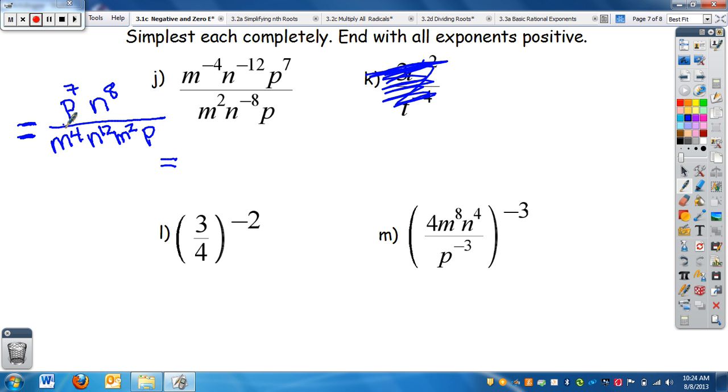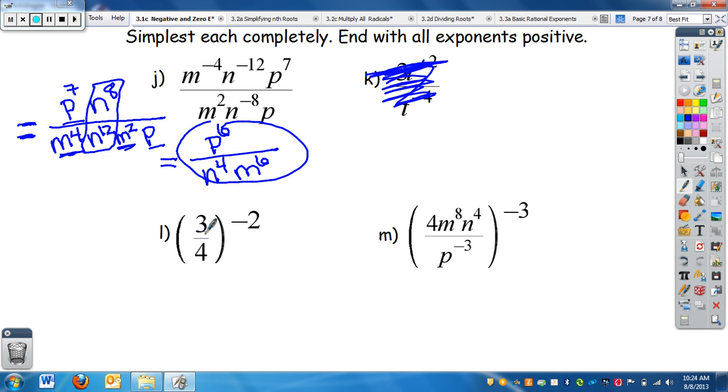Alright, so simplifying, I have 7 P's and 1 P, and they're dividing. So I have 1 that simplifies out, so that's P to the 6th. Again, feel free to write this out as repeated multiplication if that helps you. Over here, I have my n's. I have 8 on top, 12 on the bottom, so I have 4 more n's in the denominator. The other ones simplify. And then I have 2 sets of m's in the denominator, so that becomes m to the 6th. 4 here plus 2 more.